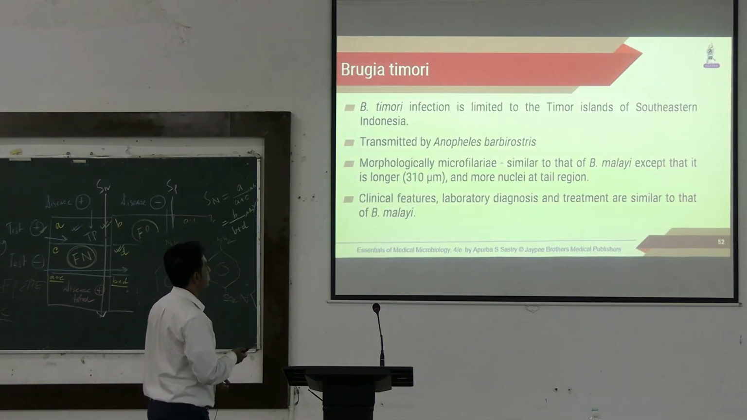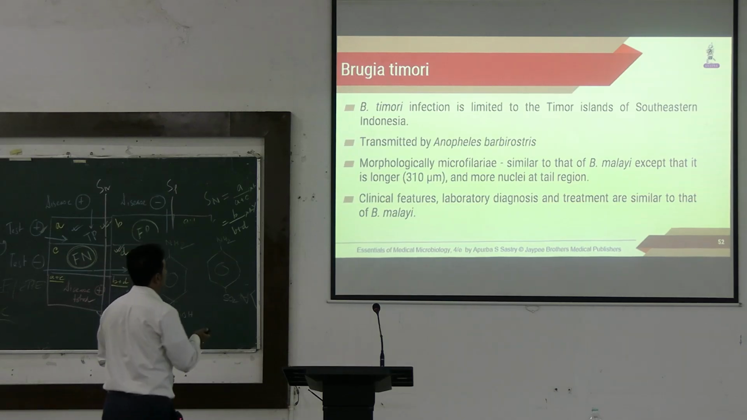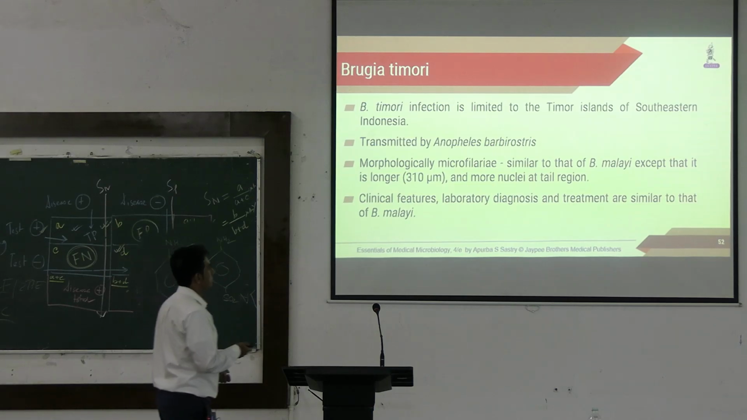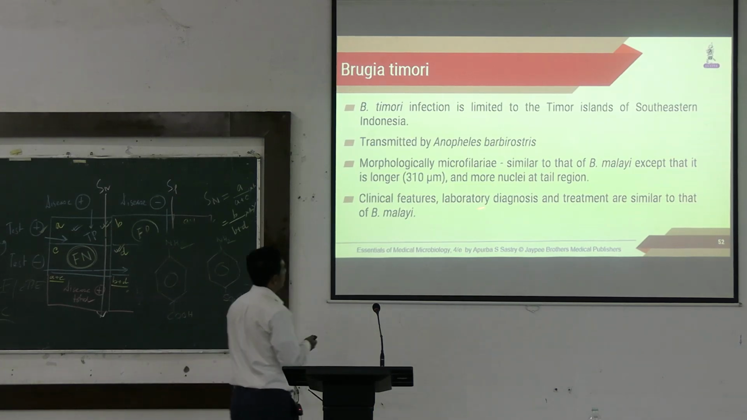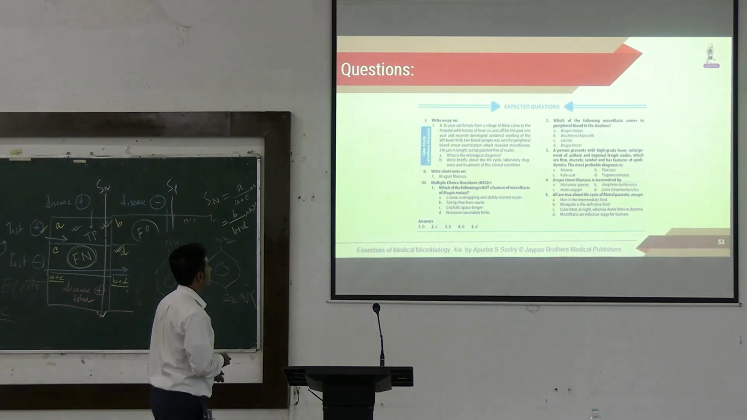Brugia timori is limited to only the Timor Islands of southeastern Indonesia, transmitted by Anopheles barbirostris. Morphologically the microfilariae are similar to Brugia malayi, except this is longer and has more nuclei at the tail region. Clinical features, lab diagnosis and treatment are all similar to that of Brugia malayi.